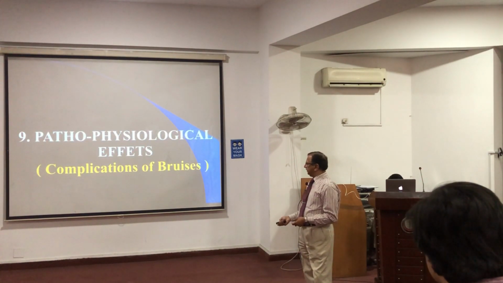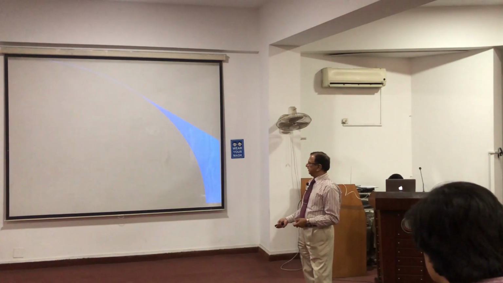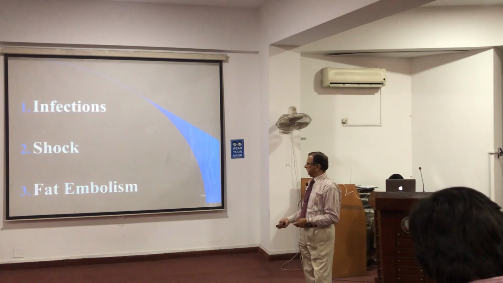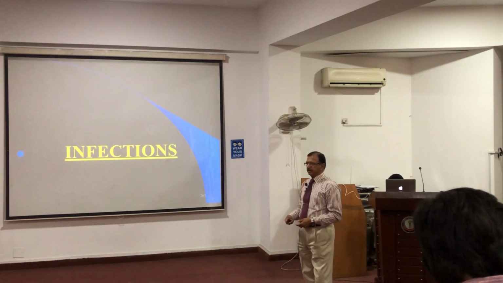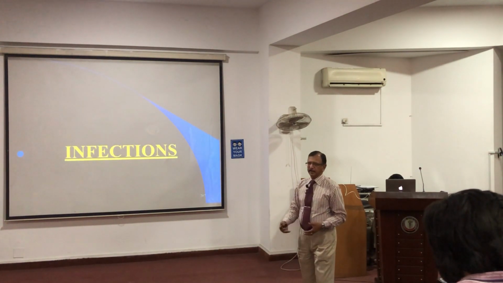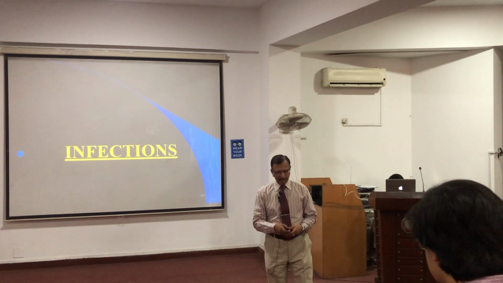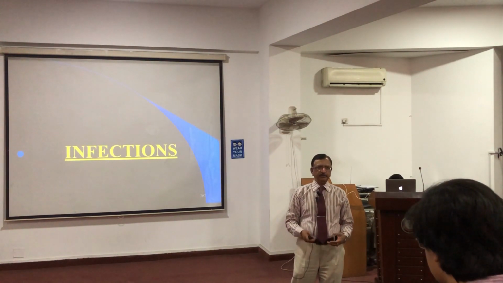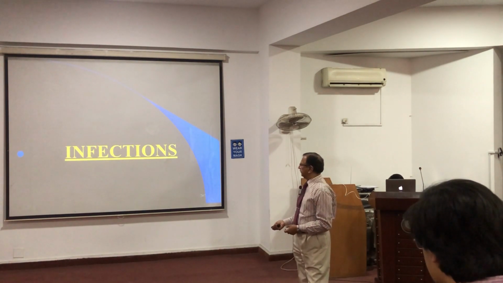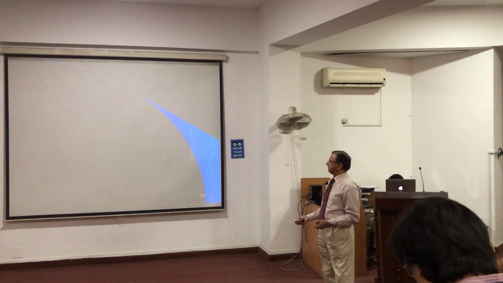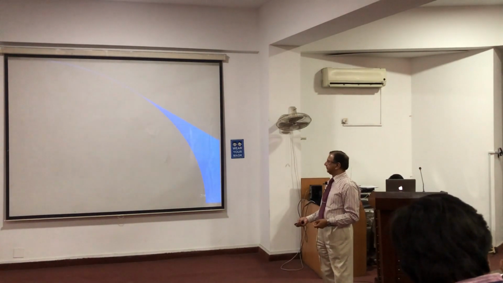Now regarding the complications or the pathophysiological effects: infection, shock, and fat embolism. Infection can occur because there is a collection of blood, and bacteria can invade through the blood vessels or any other source, and usually they are gram-negative, and that will cause an infection, and sometimes it can cause gangrene formation.